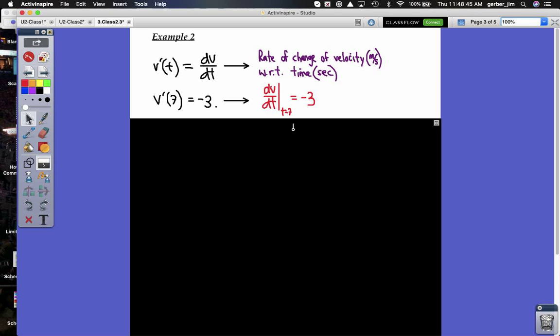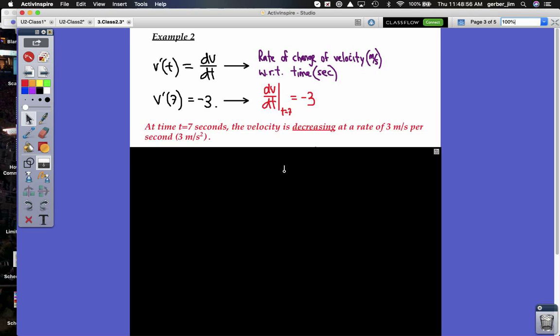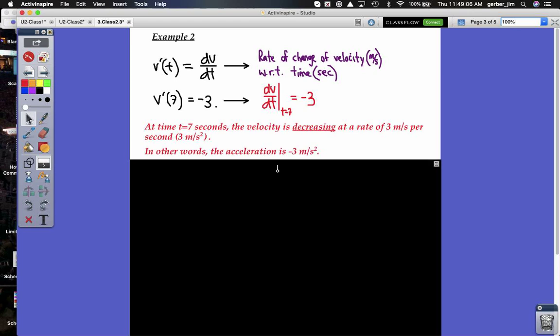Another way of saying that is to say that when the time is 7, the velocity is decreasing at a rate of 3 meters per second every second. In other words, 3 meters per second squared. And because we know from physics that the rate of change of velocity is just acceleration, we could say that this means the acceleration is -3 meters per second squared.